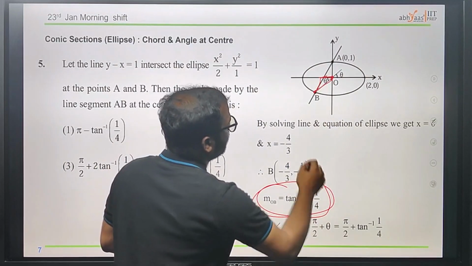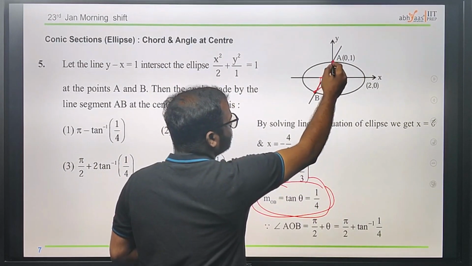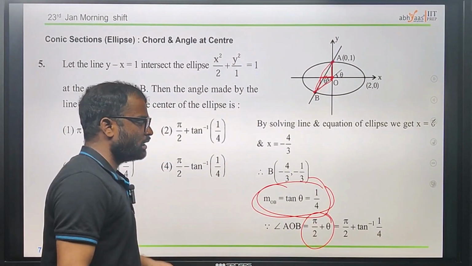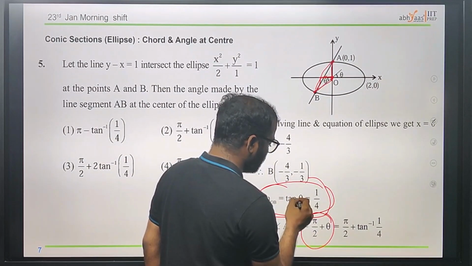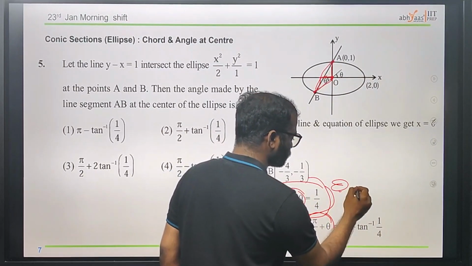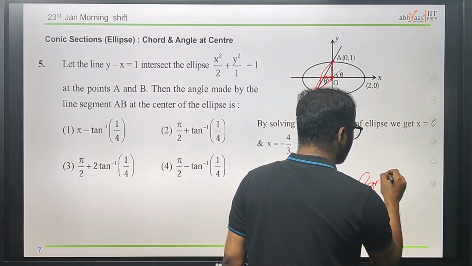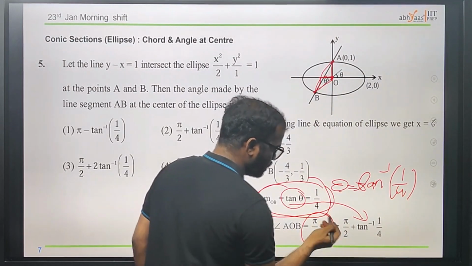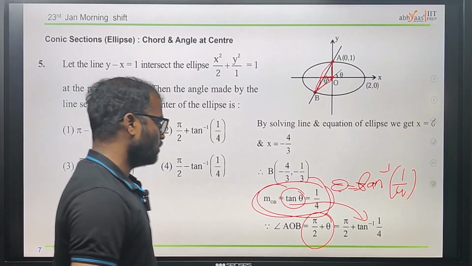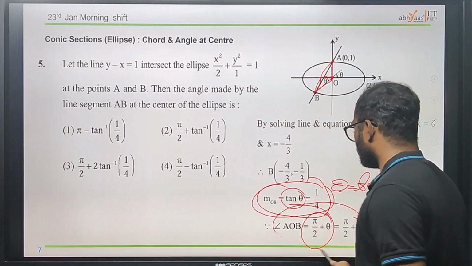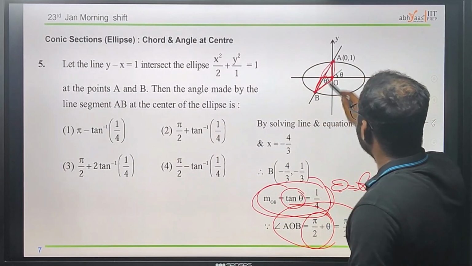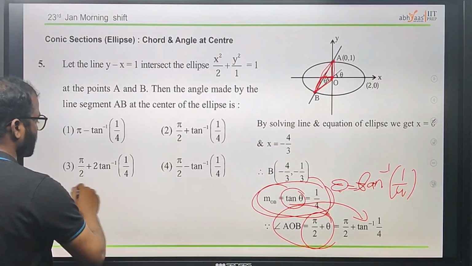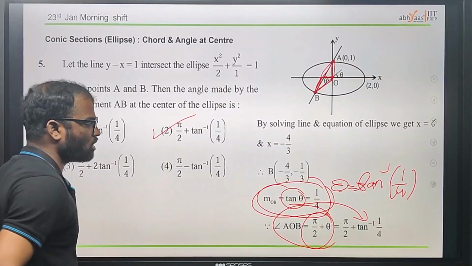Angle AOB, sorry for that, angle AOB is equal to pi by 2 plus theta, where theta is tan inverse of 1 by 4. Substituting that here, we get pi by 2 plus tan inverse of 1 by 4. This angle AOB came from this region. I hope you understood how we got this. So pi by 2 plus tan inverse of 1 by 4, the second option, is the correct answer.